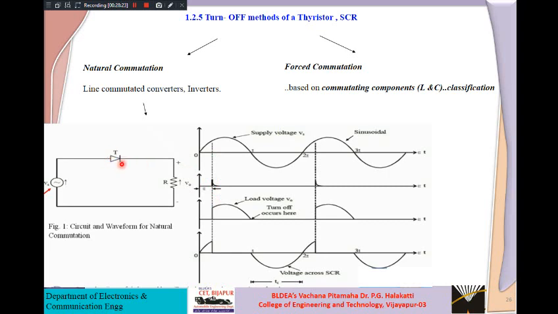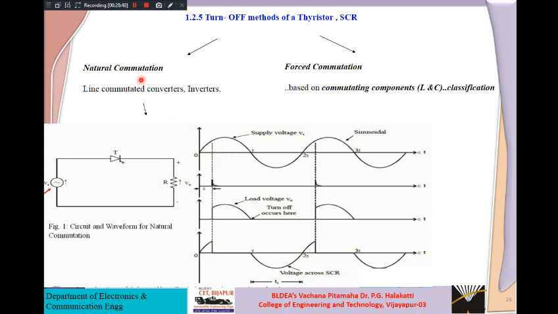short circuited. The voltage across it becomes 0, and that voltage is transferred from the SCR to the load. Whatever voltage was across the SCR, now it is transferred back to the load. So this is what is happening during the positive peak.